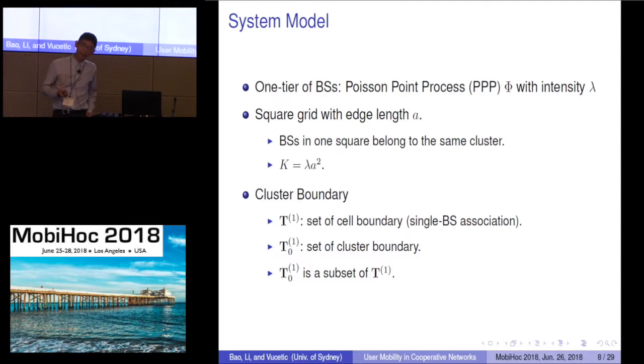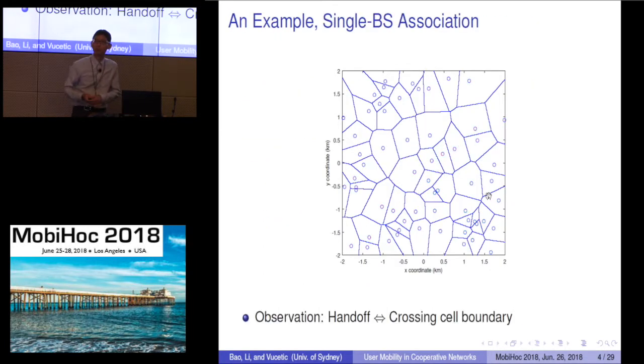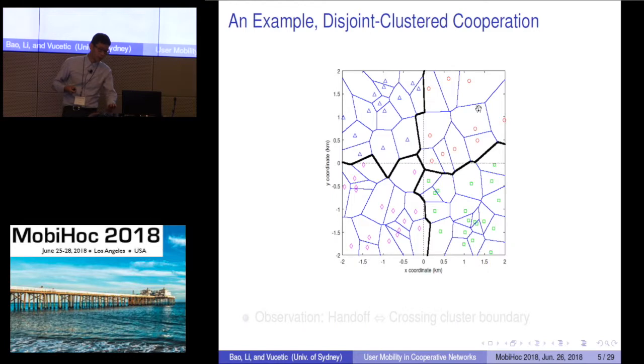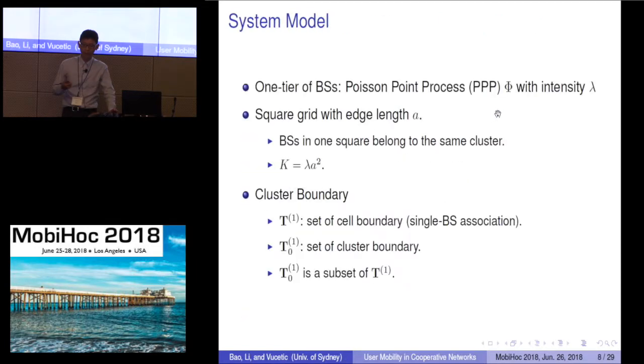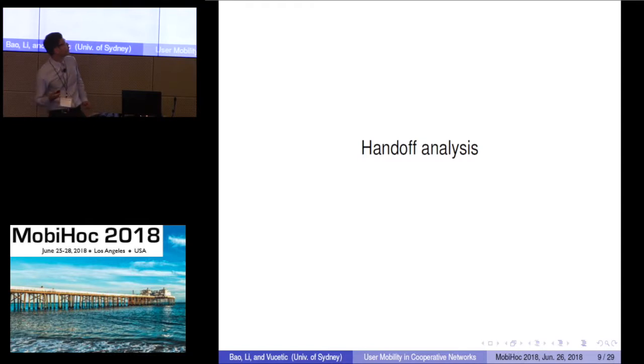And we use T1 to denote the set of cell boundaries, and T01 to denote the set of cluster boundaries. As I just showed here, the blue lines correspond to T1, and the black lines correspond to T01. So T01 is a subset of T1. Then next we need to categorize the handoffs.